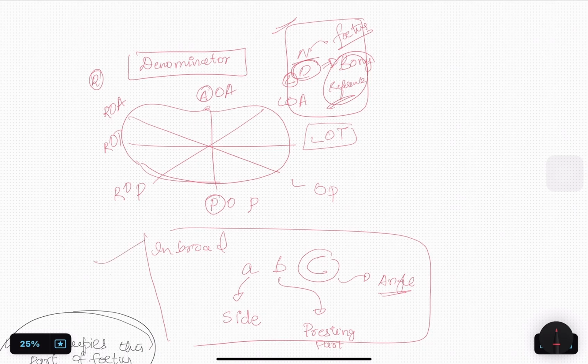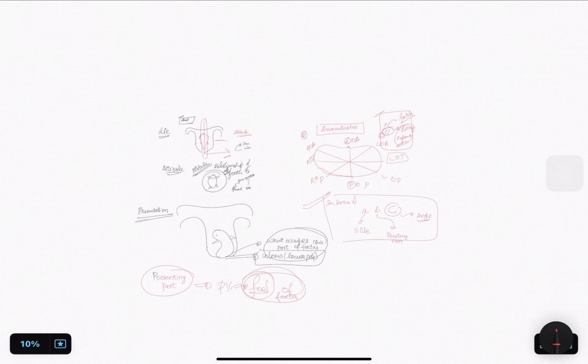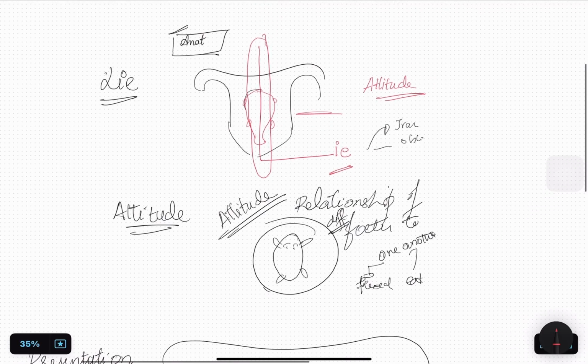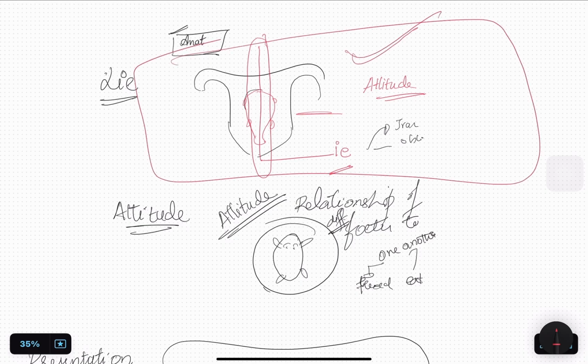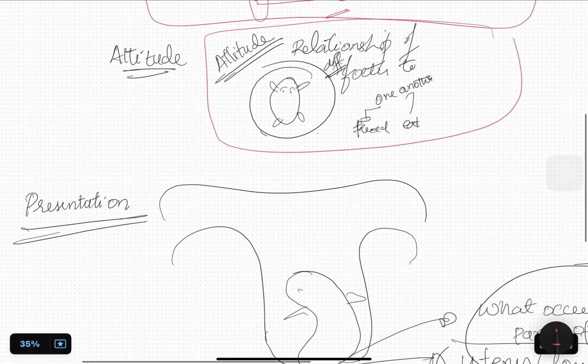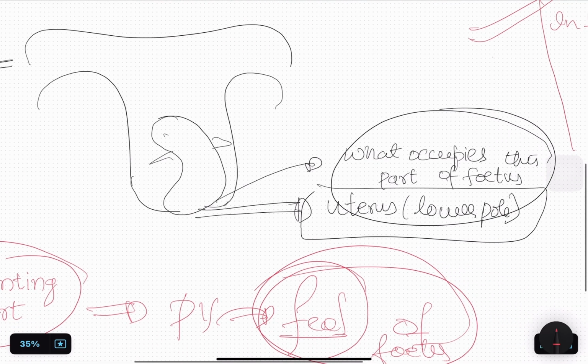So do you remember this? The major take-home message from this class is to know the terminology. You have to learn the definitions as such. We discussed lie, which is memory-based. Then we discussed attitude, where we drew the maternal pelvis, rubbed it off, and made sure that attitude has to do only with the fetus, nothing else. Then we talked about presentation and presenting part and how they differ.